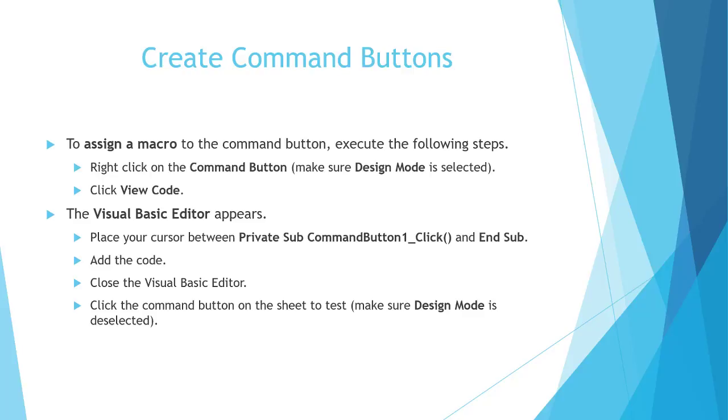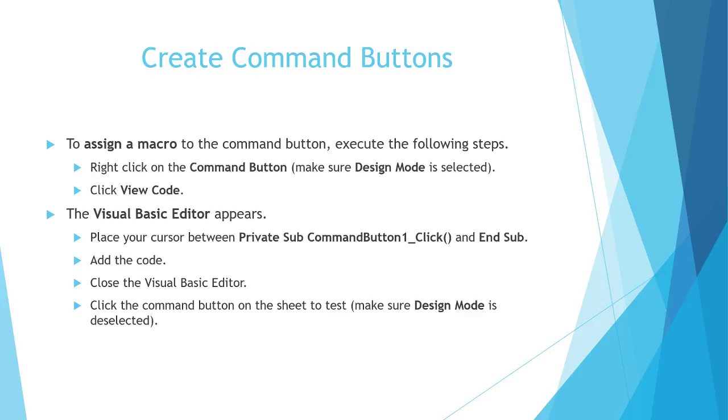So once you've created your command button, the next step is to assign a macro to it, because right now, if we clicked on that command button that we just created, Excel would not know what to do with it. So our next step is to tie a macro to that button, so every time you click it, Excel instantly knows what to do. To do this, you're going to right-click on the command button while in design mode, which I'll show you in a second, and you're going to click View Code.